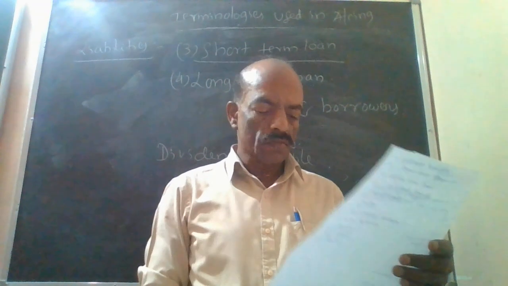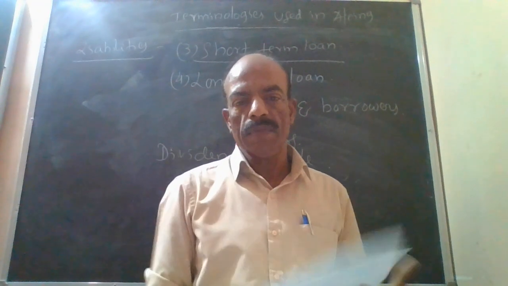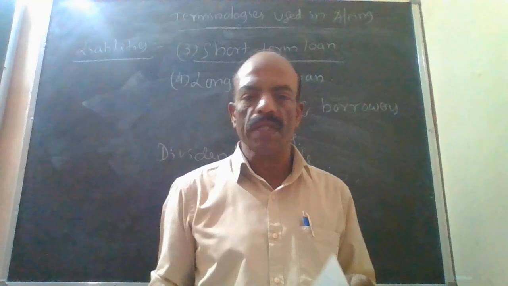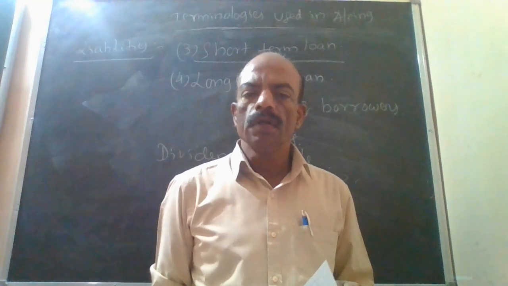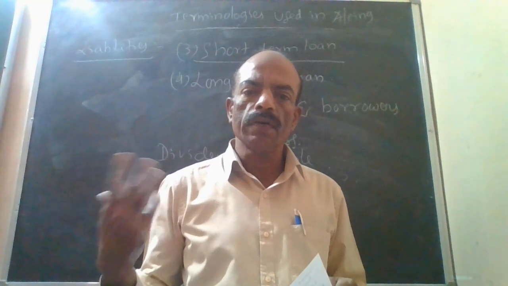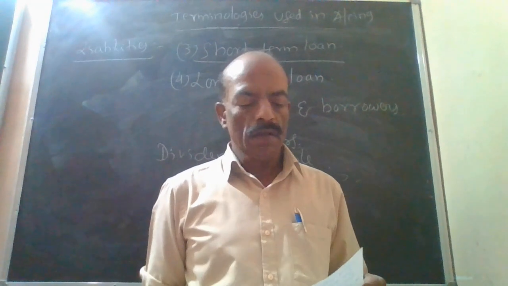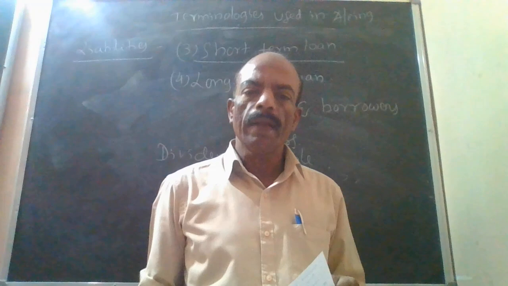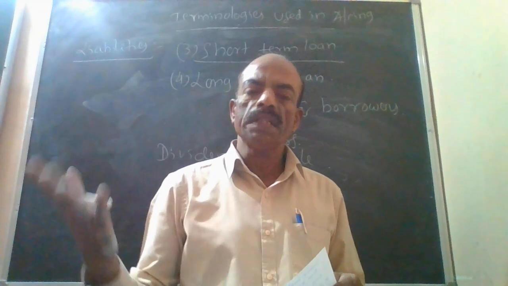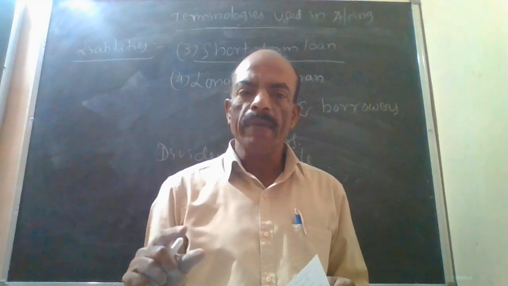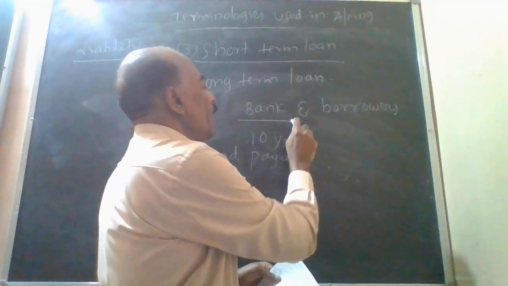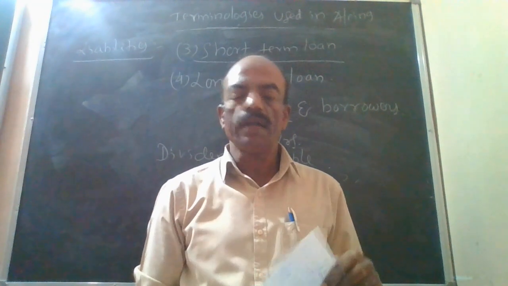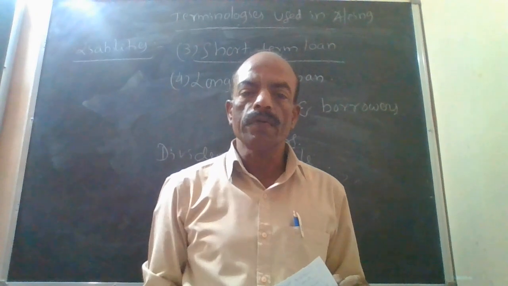Next is current liability. I already explained current liability is a liability which is required to be repaid within 1 year. Short-term loan is a loan which is required to be repaid within 1 year. Long-term loan is a loan which is required to be repaid in 5 years or more than 5 years, that agreement made between bank and borrowers. And another is the dividend payable. Dividend we have to pay.